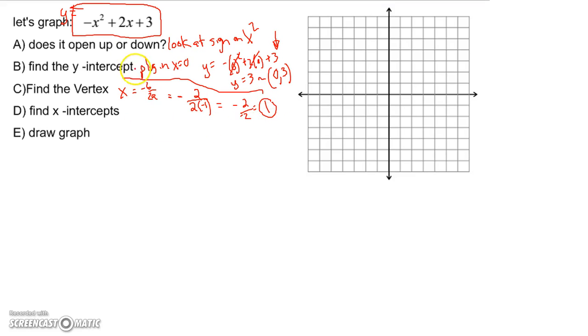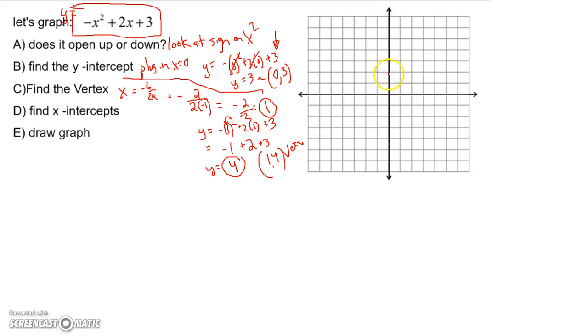Now I have to plug that into the function and find the y value. So y equals minus 1 squared plus 2 times 1 plus 3. And remember, the squared applies to the 1, and then you take the negative of it. So 1 squared is 1. We have minus 1 plus 2 plus 3. So y is going to equal 4. So we're left with the point 1, 4 is my vertex. So let's graph what we know so far.